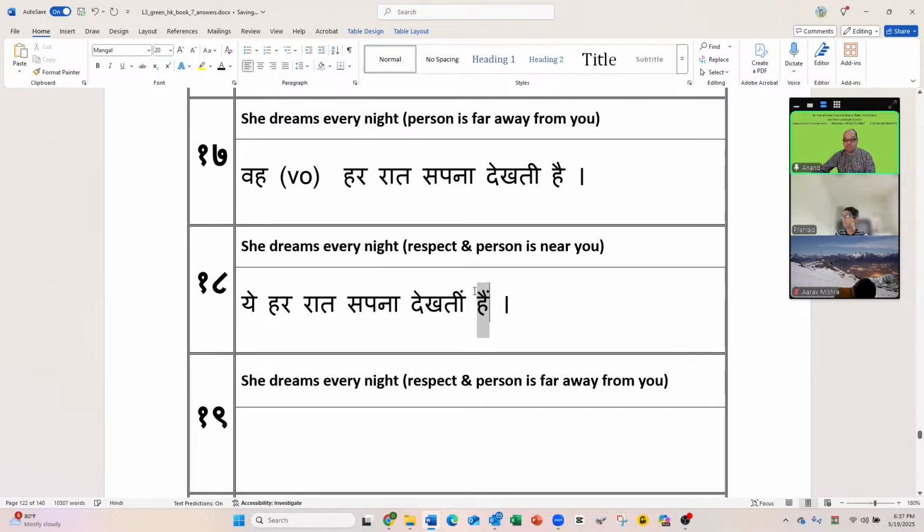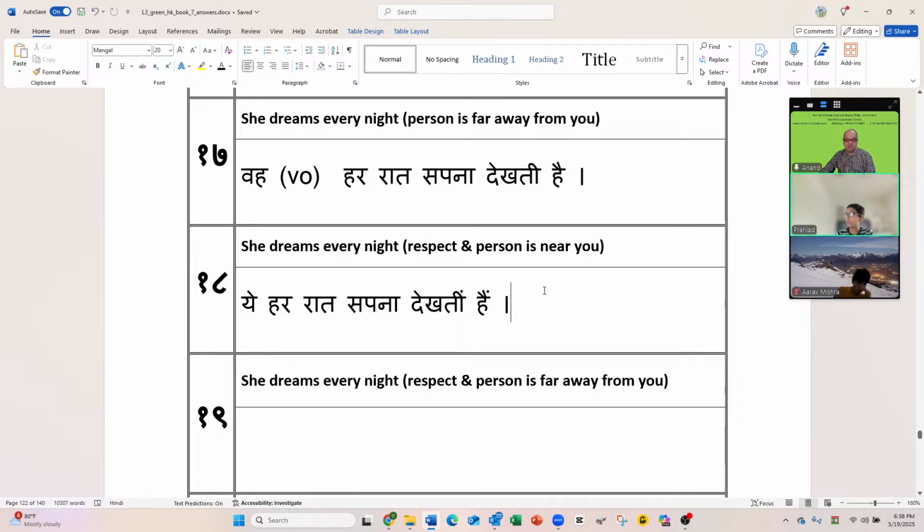That dot is important. And ye is spelled like this because now it is plural, used for singular to convey respect. But this hain is also important because we are in the plural format. And then dekhti also, if you see, has a dot because of plural. Though we are using it for only one person to give respect. ये हर रात सपना देखती हैं. This is देखती. The pronunciation is different. Prahlad, read the sentence for me.